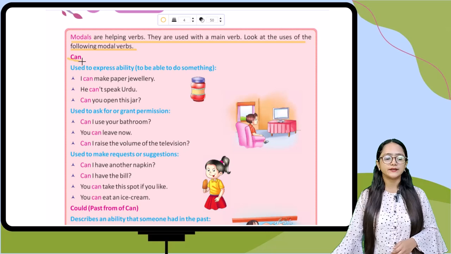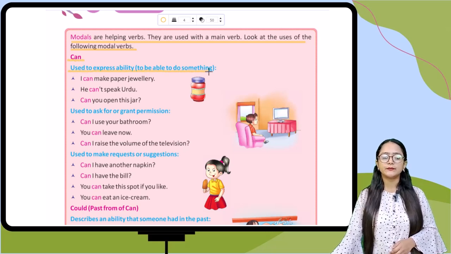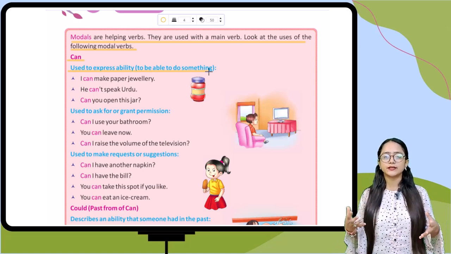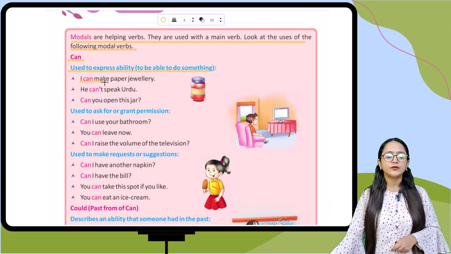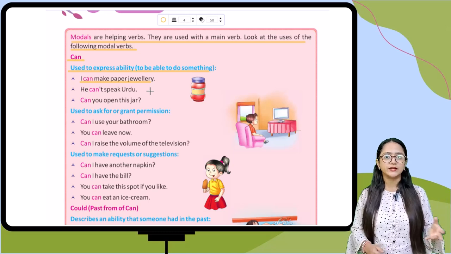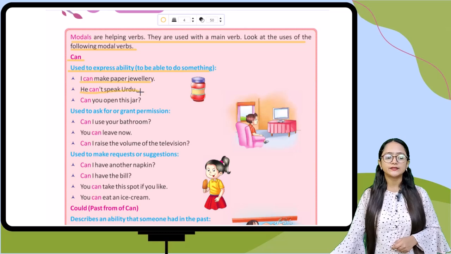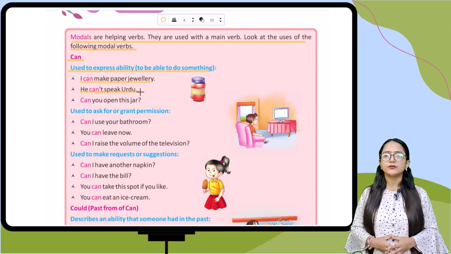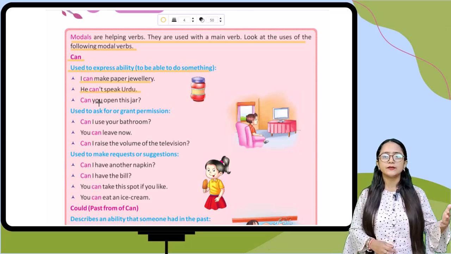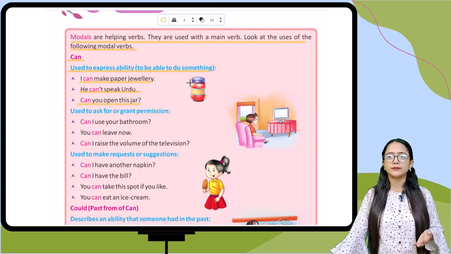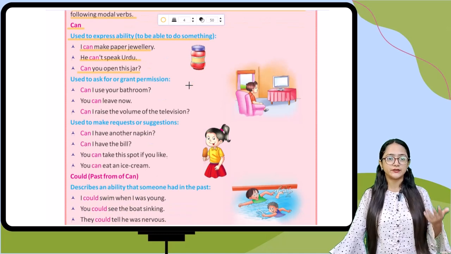First one is can. Used to express ability, to be able to do something. Can is used to express some kind of ability which a person has to do something. For example, I can make paper jewelry. That person can make paper jewelry, so that person has the ability to make paper jewelry. Next one, he can't speak Urdu. It is talking about that person who can't speak Urdu. Next one, can you open this jar? It is also talking about ability. It is questioning the ability.